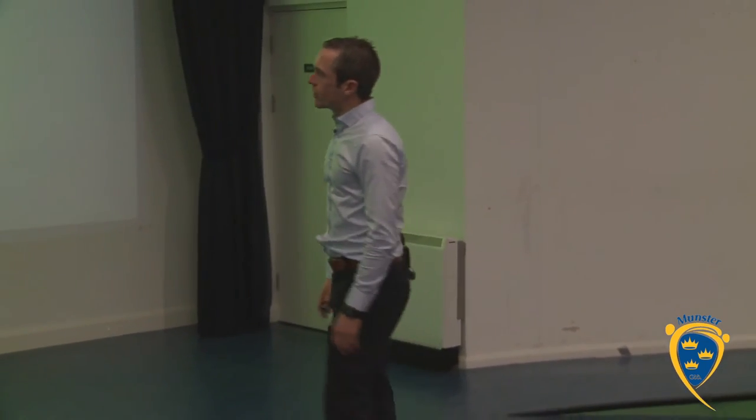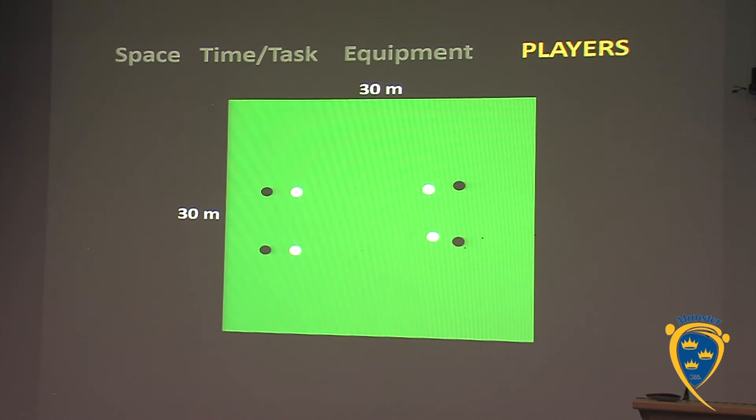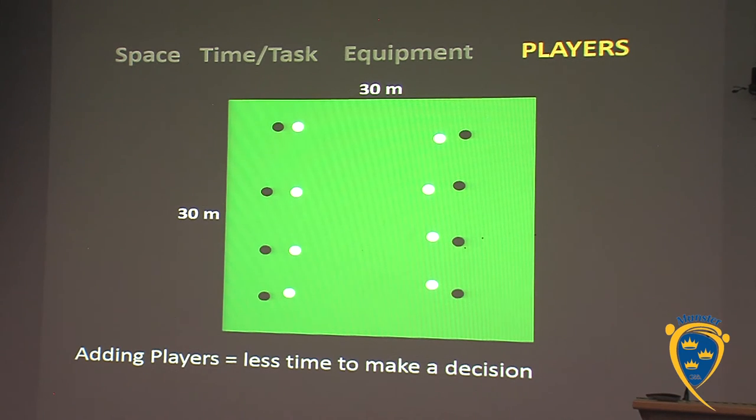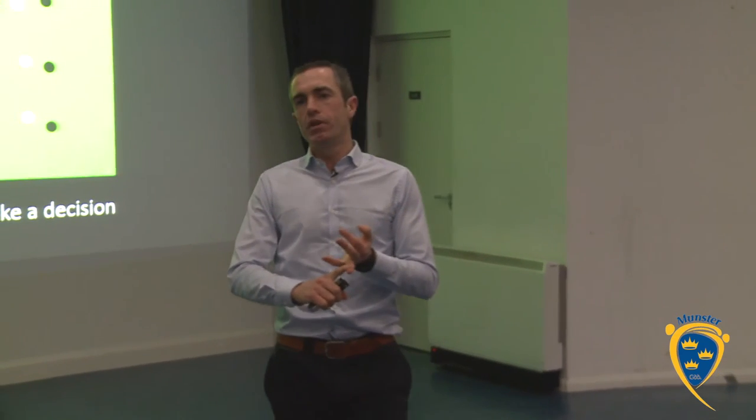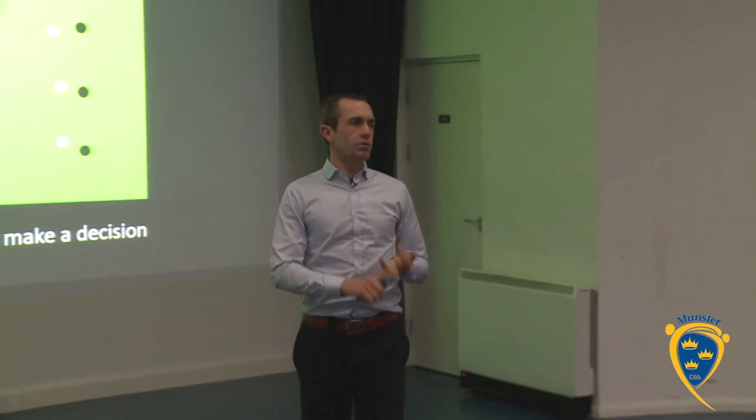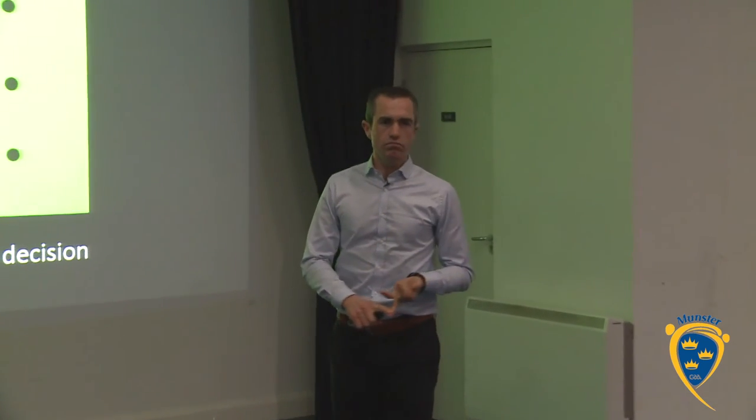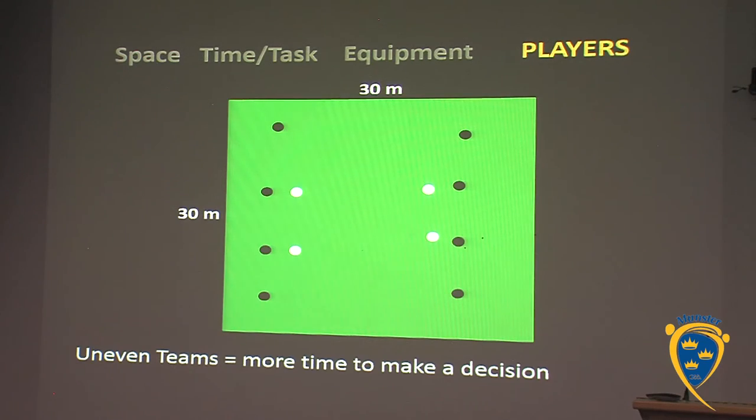And finally, we look at the players. Here we have our 4v4 players in a 30 by 30 space. Well, if we increase the number of players in that area, it's going to put more pressure from tackling and less time to make a decision and execute that skill. But if we reduce the players and we give the ball to the team in black, well, potentially they have fewer players to tackle them and they have more time to make a decision.